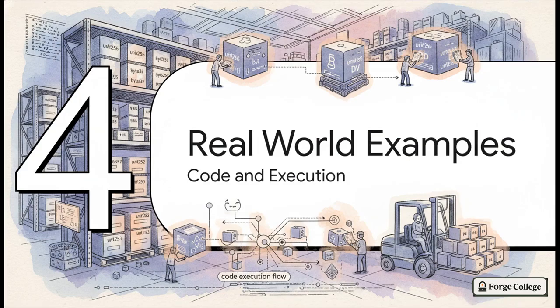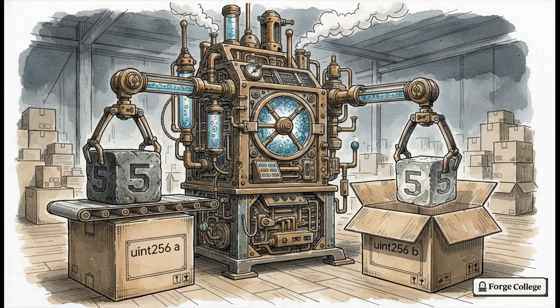All right, section 4, real-world examples. Let's see how this literal warehouse logic dictates actual code execution. Okay, let's look at example A. Here we have a simple value type assignment. Variable A equals 5. Then we say variable B equals A.